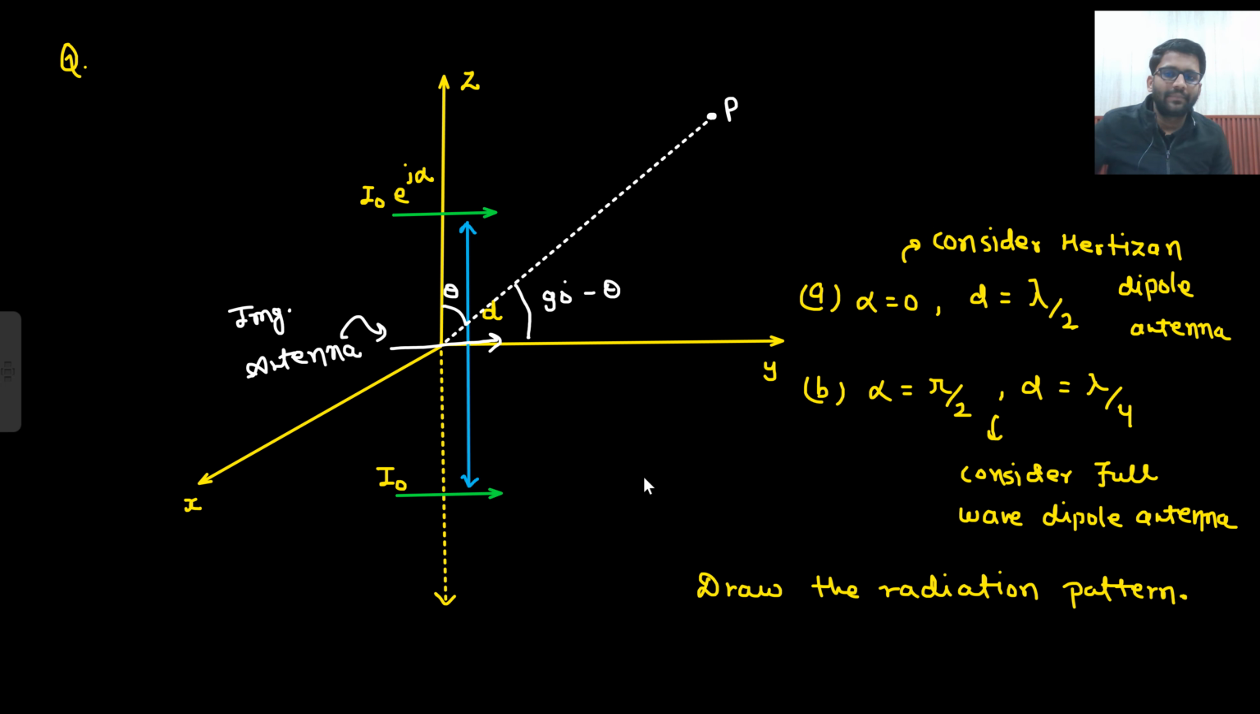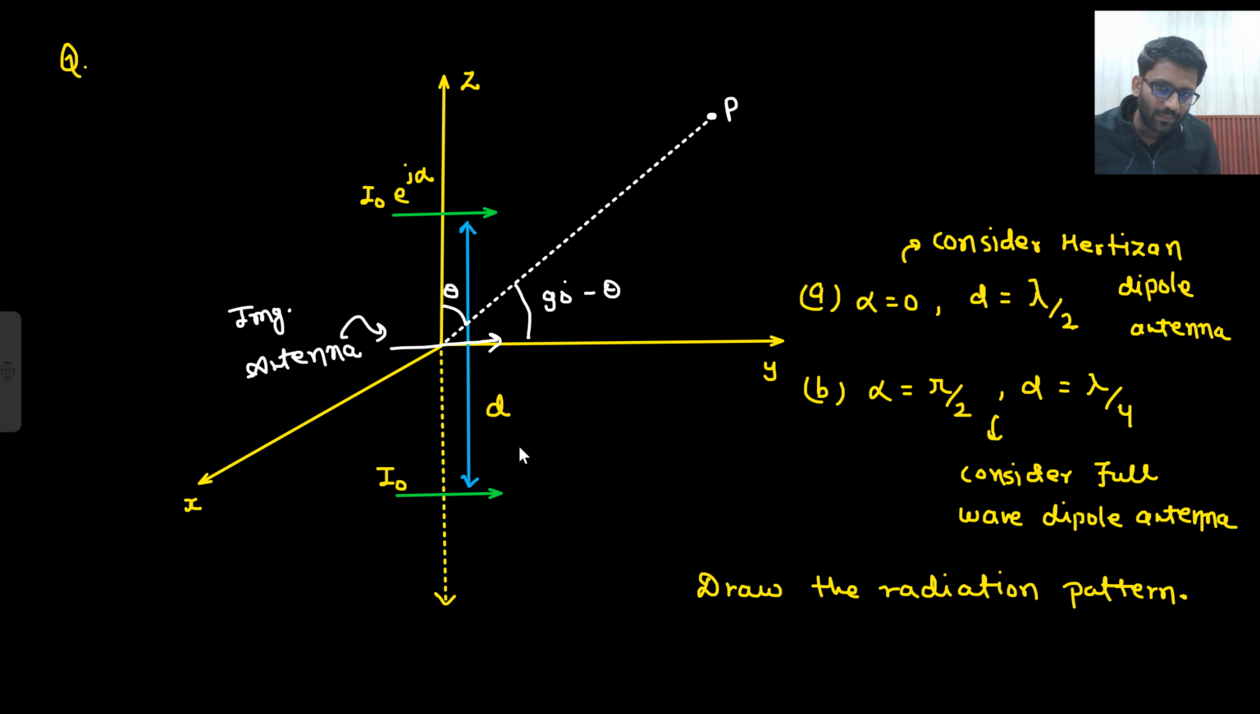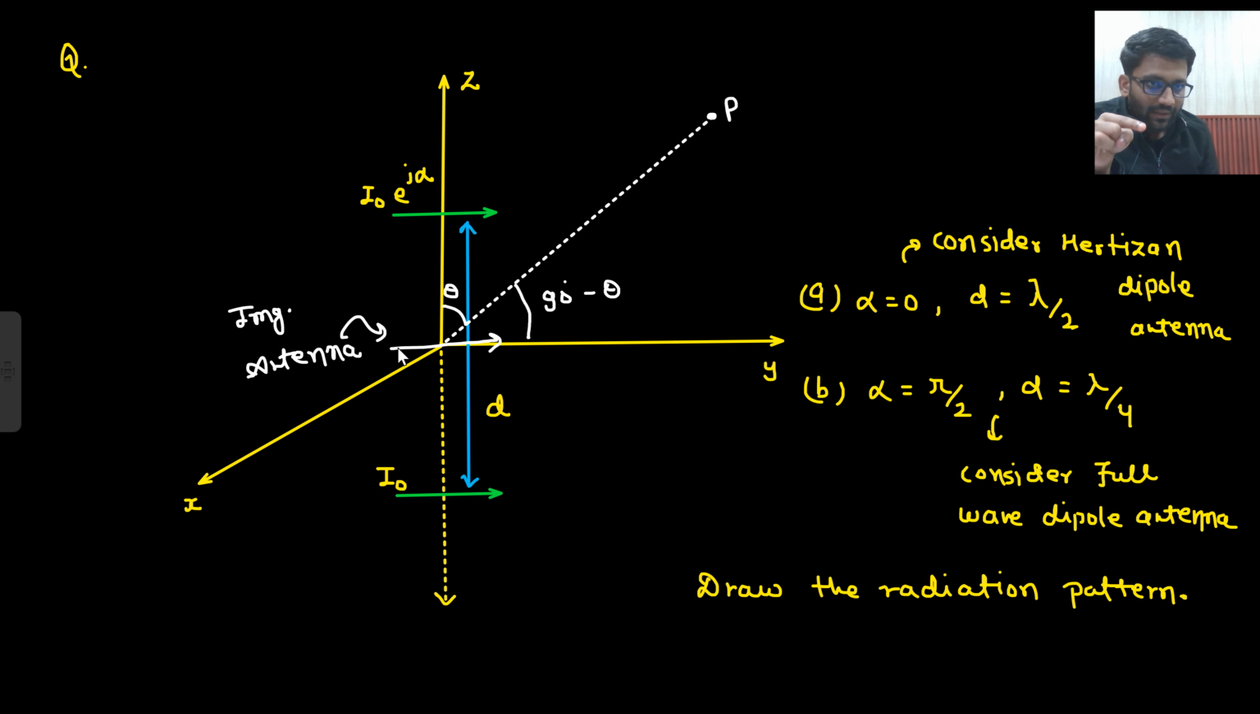The first one is, here the alpha value is 0. The distance between both of the antennas, this is the distance d, is lambda by 2. So what is this distance? Lambda by 4. And what is this distance? Lambda by 4. Right? The total distance is lambda by 2. And you need to consider a Hertzian dipole antenna. So at the origin, my imaginary antenna will be a Hertzian dipole antenna only.